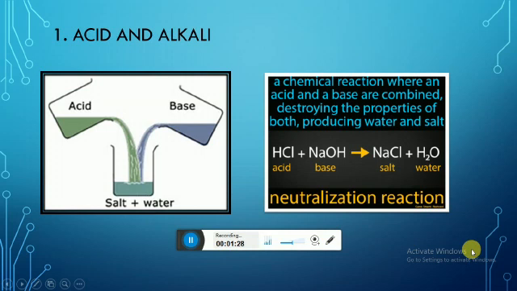Now let's discuss the first one, acids and alkalis. In this, we add both acid and alkali. We can make a salt by neutralizing an acid with an alkali. The example is given here. In this example, a chemical reaction occurs where an acid and a base are combined, destroying the properties of both. It means the properties of the acid will be destroyed, and the properties of the base will be destroyed. They will not remain base and acid as well. So their chemical nature will be totally different after the chemical reaction.